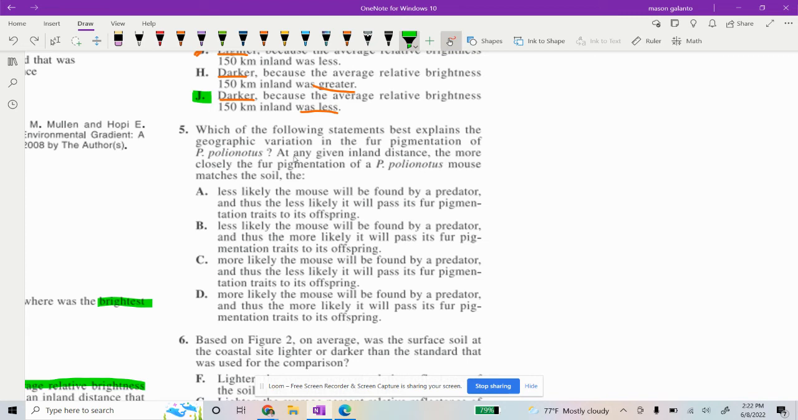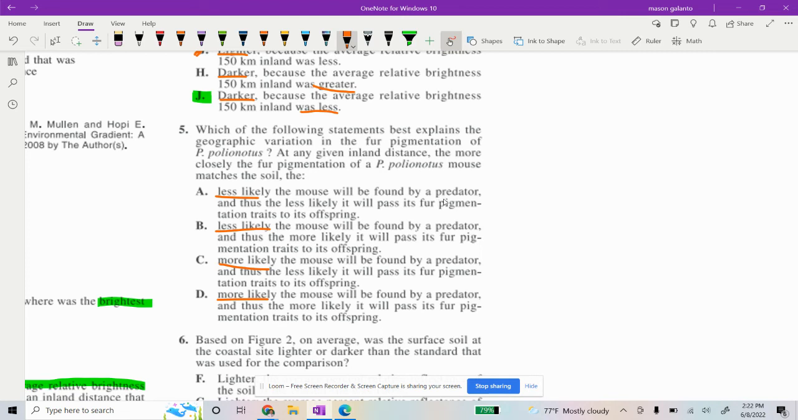Let's read it. At any given inland distance, the more closely the fur pigmentation of a mouse matches the soil. Okay, so if fur matches soil, then what happens? Okay, and again, we have our setup. Less likely, less likely, more likely, more likely. Okay. Less likely the mouse will be found by a predator.